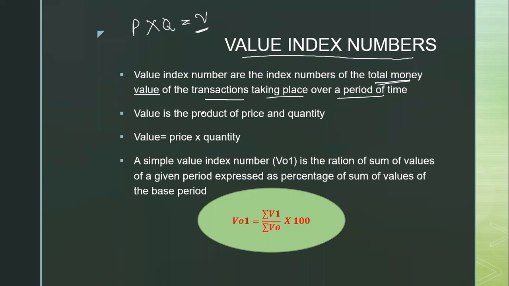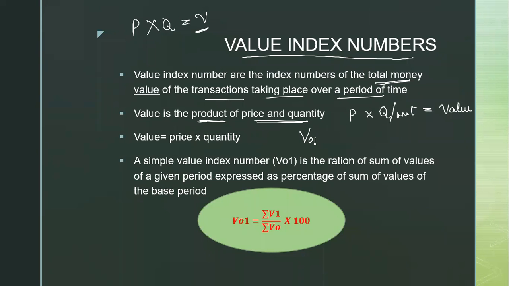So when you say value, it is nothing but the product of price and the quantity. When you multiply price into quantity per unit, you will get the value of a product. A simple value index number, how will you denote value index? It is nothing but V01.